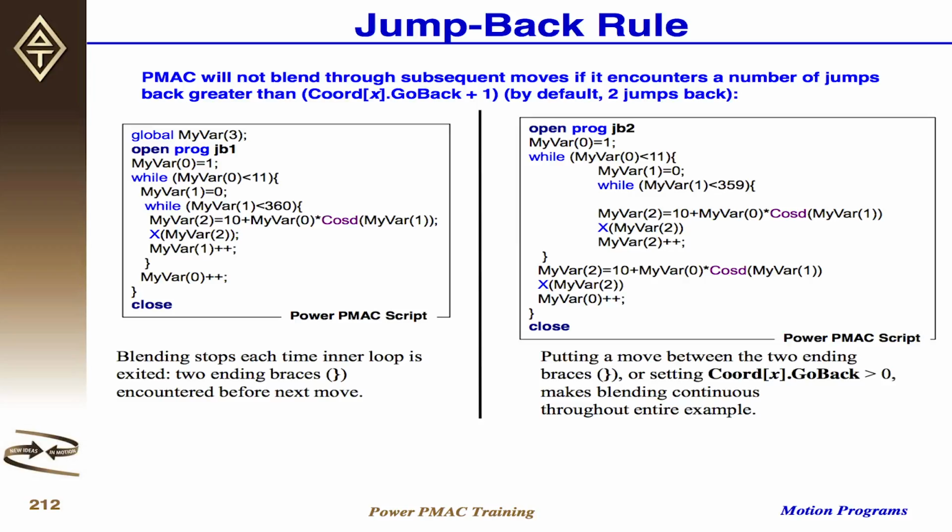The example on the left has a big while loop and an X move inside. And then before the X move is reached again, we see 2 curly braces. Each curly brace is a jump back. And since there are 2 there, PMEC will not blend through subsequent X moves here. It will do the X move, stop, do the X move, stop. The example on the right, we have an X move, single curly brace, an X move, single curly brace, and so on. So it will blend through subsequent X moves. That fixes the problem, or you could set chordx.goback to be larger to make the blending continuous throughout the program.